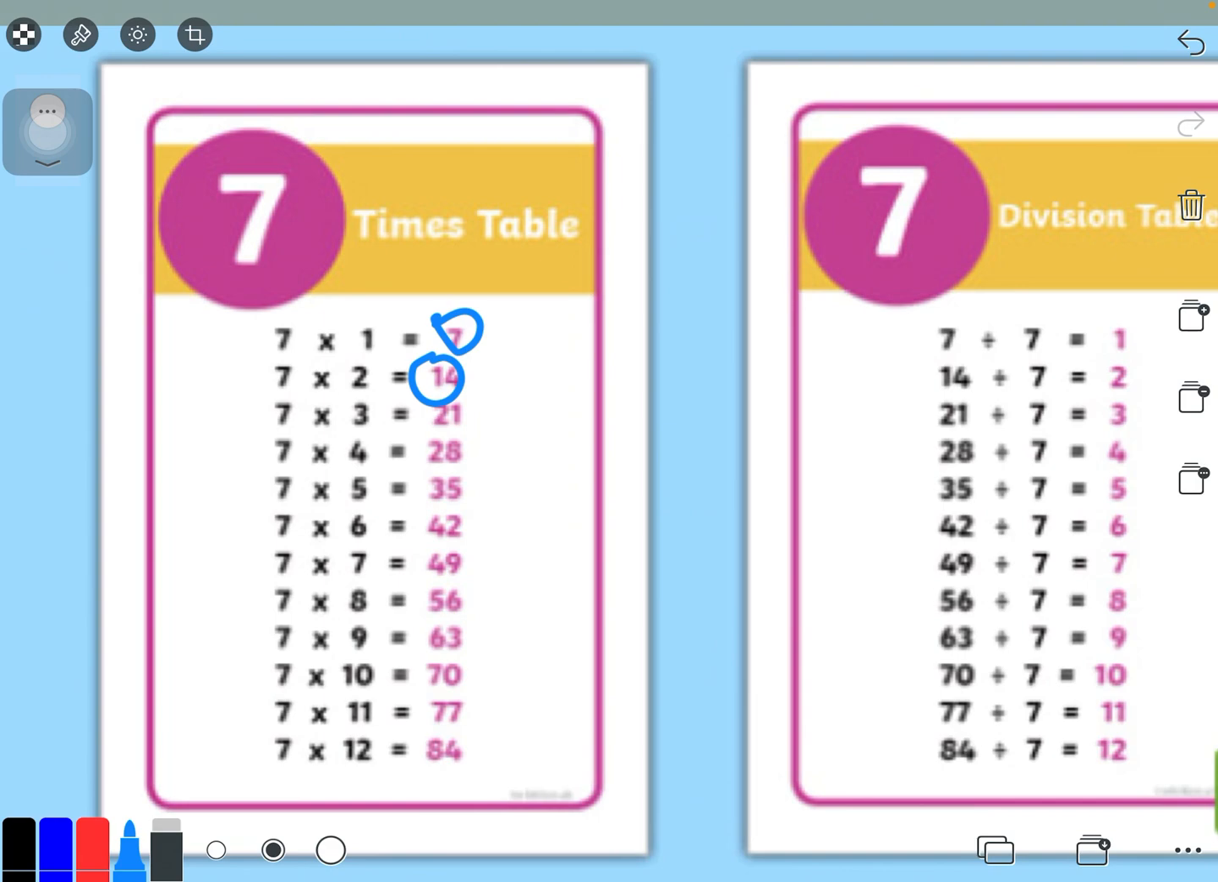7, 14, 21, 28, and 35, 42, and 49, 56, and 63, and 70, and 77, and 84.